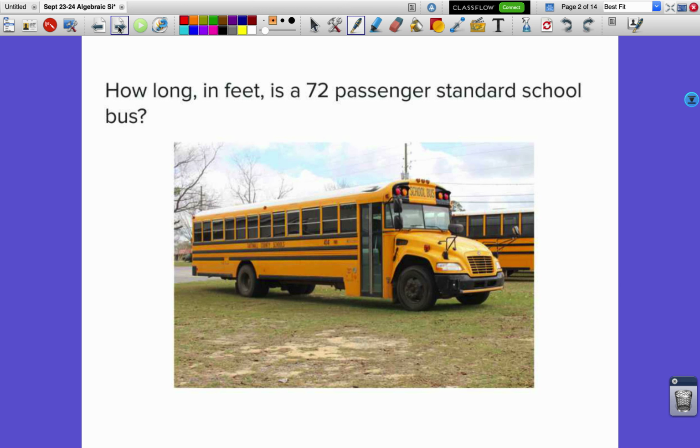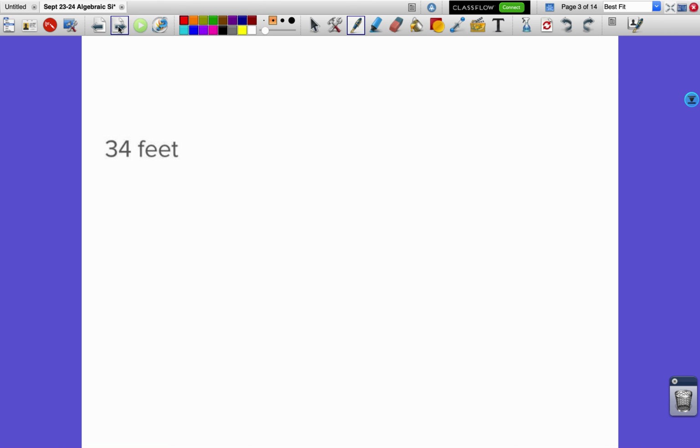But first, I've got another thing for you to estimate. This time, estimate how long in feet is a 72-passenger standard school bus. These are the kinds of school buses that bring students to Mountain Vista. How many feet long do you think that is? Okay, the correct answer is 34 feet.